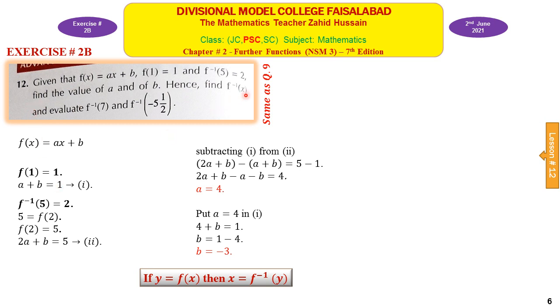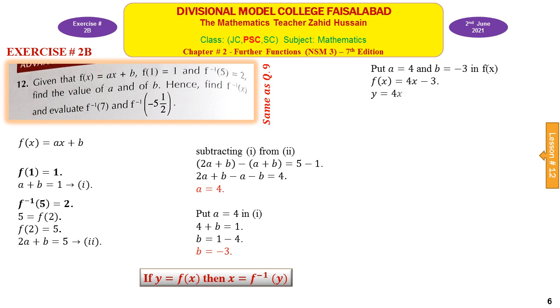Hence find f inverse x. Because the function has two constant terms a and b, the values of a and b have been found. The value of a is 4 and value of b is minus 3. We will first put these two values in the function and we will get a new function, which is 4x minus 3. Now we can find the inverse by using the 4 steps.